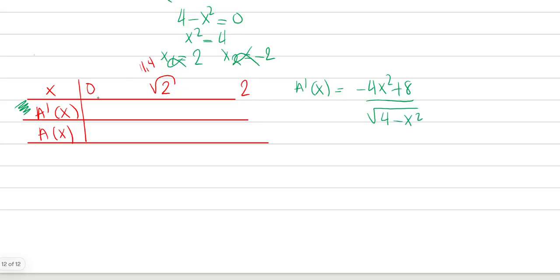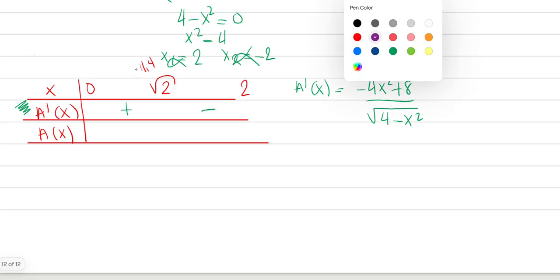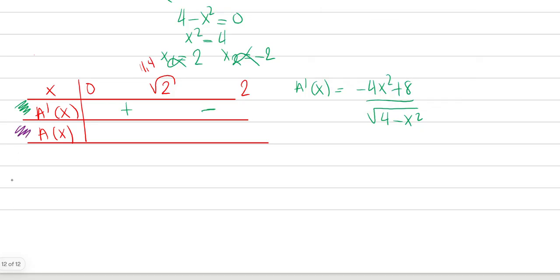Now I'm going to choose a value in between 0 and 1.4, and substitute it into my A prime of x. Let's say I choose 1, for example, and I'm going to get a positive answer. If I choose a number in between 1.4 and 2, let's say I choose 1.8, I'm going to get a negative answer. Now, let's move on to A of x. I'm going to use purple for this.